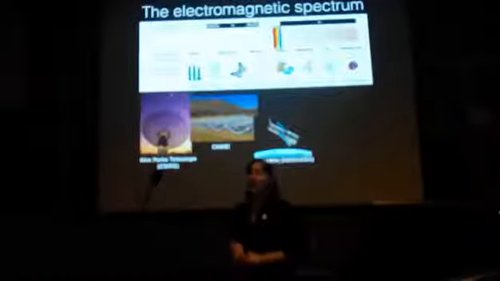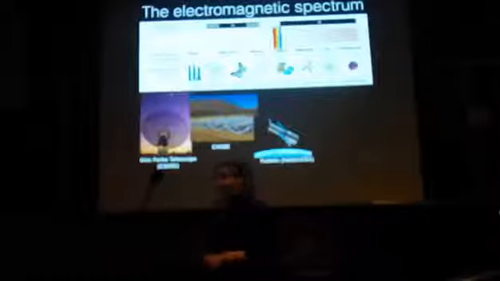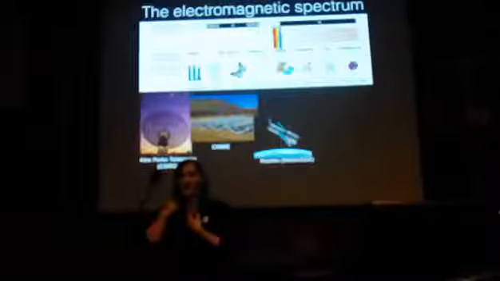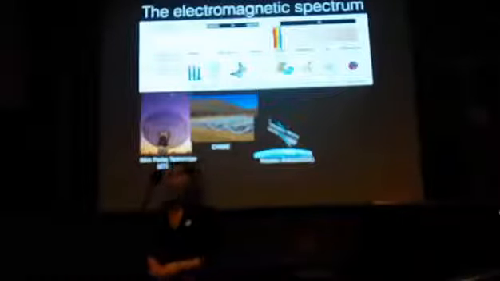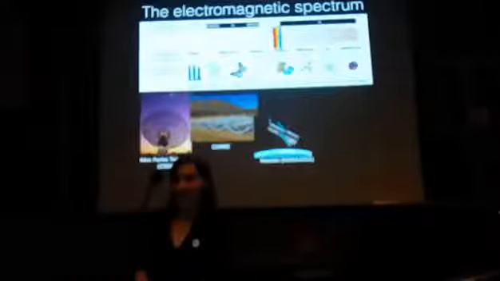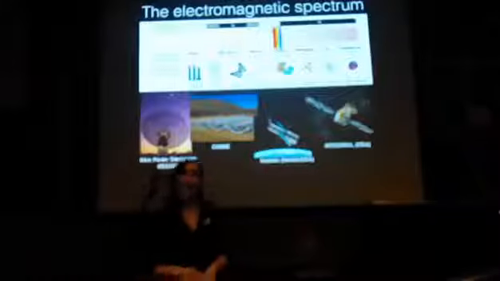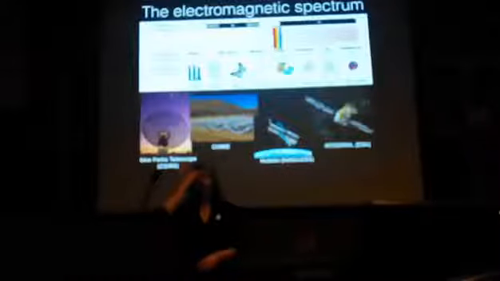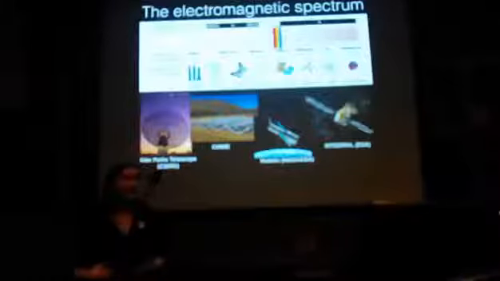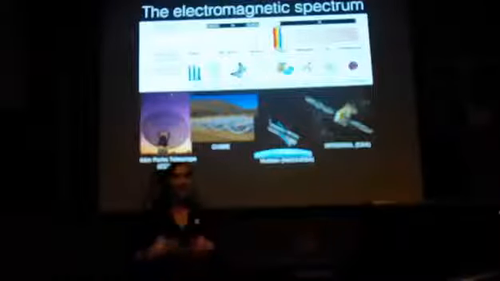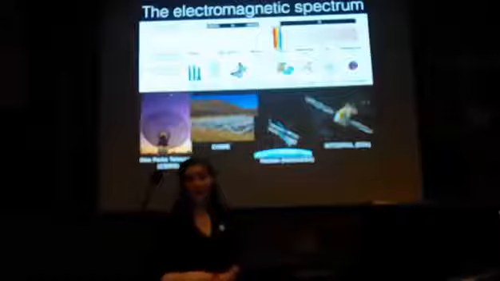So if you look all the way towards the other side, towards the gamma rays, you can see that these rays do not penetrate the Earth's atmosphere. So we have to develop gamma ray telescopes like Integral to float above the atmosphere and take pictures of things that do not come through the Earth's atmosphere.